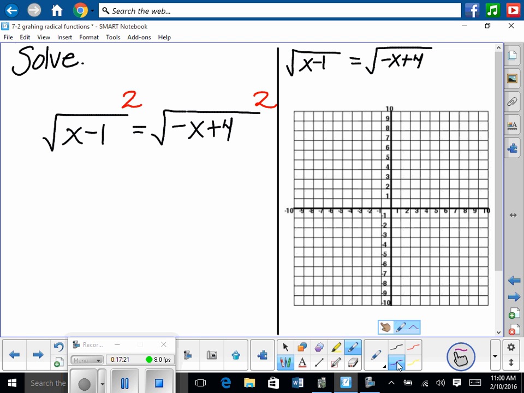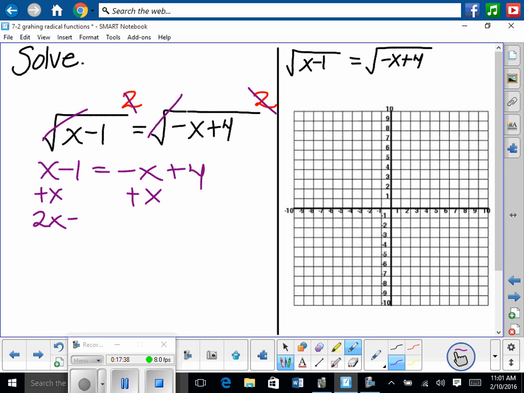So on the left, our root cancels out our power, leaving us with x minus 1. On the right, guess what happens as well? Root cancels out power, which is awesome, because now we have this linear function and it's pretty easy to solve, right? So we'll combine our x's, so we would add x. So we have 2x minus 1 is equal to 4, so we would add 1. So we have 2x is equal to 5, divide by 2. So we get x is equal to 5 halves.